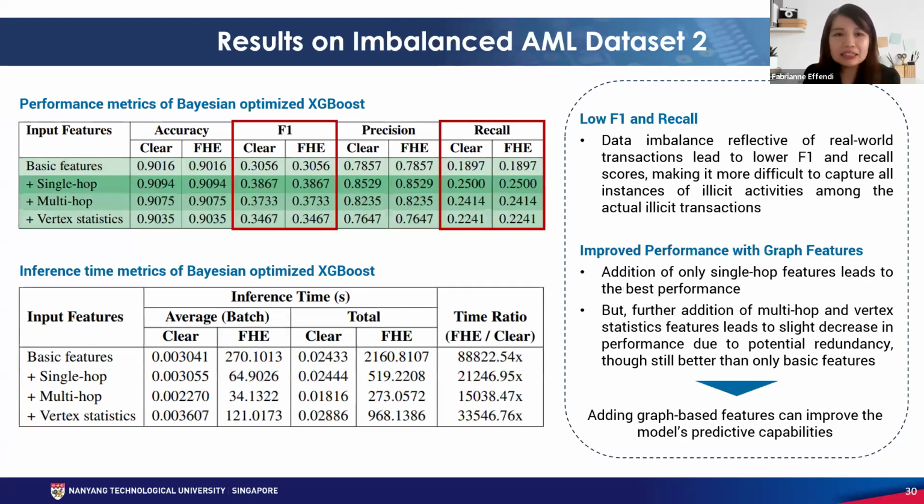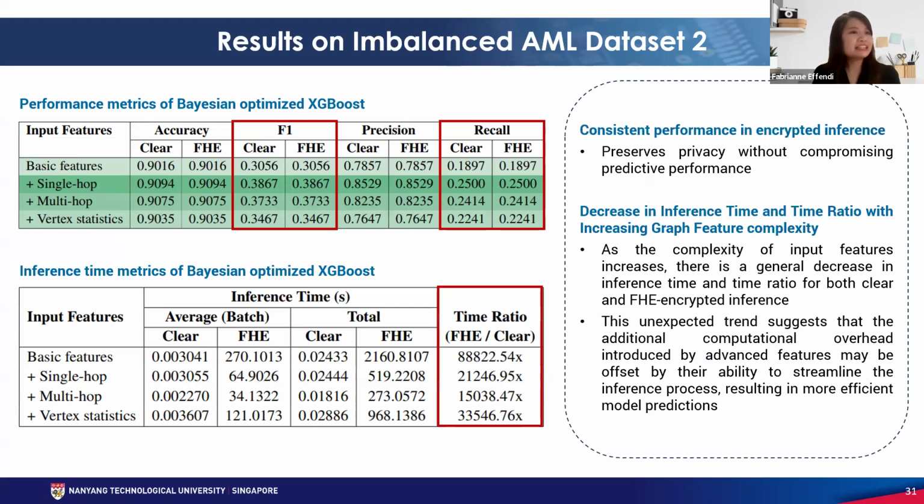Then on dataset 2, which is the imbalanced dataset reflective of real world transactions, there were, of course, lower F1 and recall scores because it's more challenging to identify the illicit activities accurately. However, the addition of single-hop graph features led to improved model performance. Yet, introduction of more complex features like multi-hop and vertex statistics may slightly reduce performance due to potential redundancy, so performance is still better using only the basic features. So this highlights the effectiveness of incorporating graph-based features in improving the model's predictive abilities.